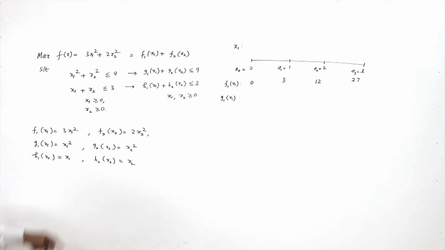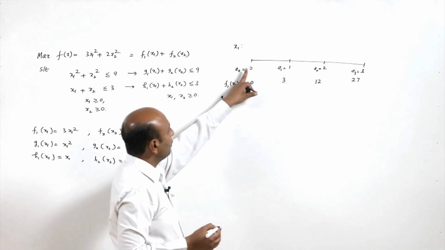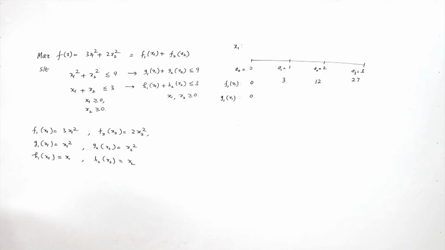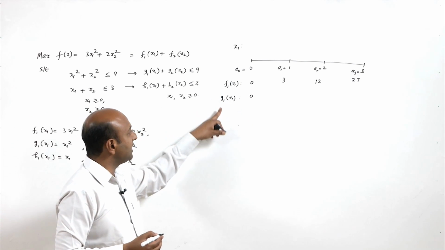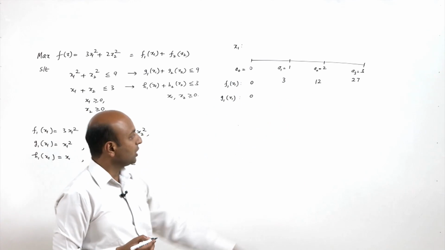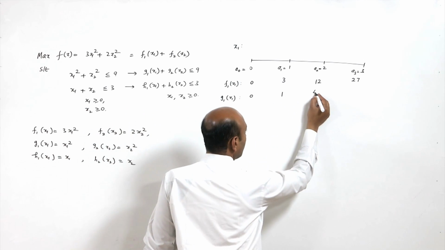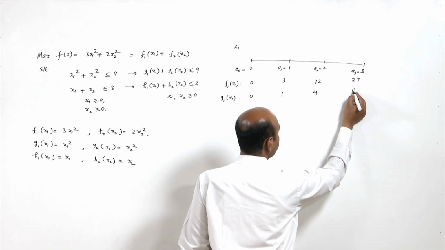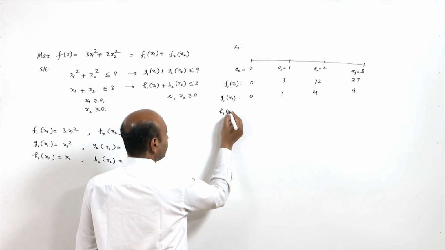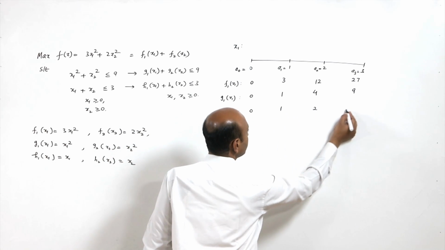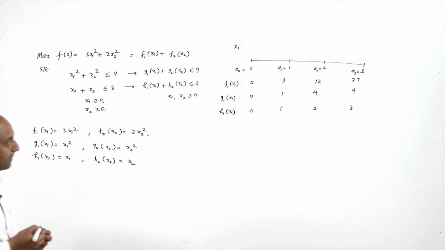G1 X1 is X1 square. At A naught equal to 0, this is 0. When you substitute A1 equal to 1, basically we are finding the value of F1, G1 and H1 at these grid points. When A1 is 1, it is 1. When A2 is 2, it is 4. When A3 is 3, it is 9. And H1 X1 is X1, so it is 0, 1, 2, 3. This is corresponding to variable X1.